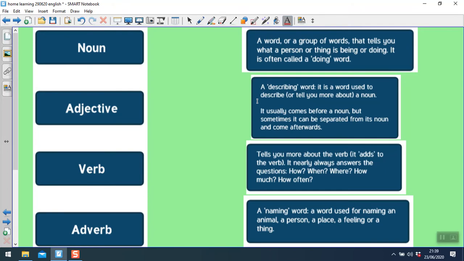A describing word, it is a word used to describe or tell you more about a noun. It usually comes before a noun, but sometimes it can be separated from its noun and come afterwards. Tells you more about the verb, it adds to the verb. It nearly always answers the questions how, when, where, how much, how often. A naming word, a word used for naming an animal, a person, a place, a feeling, or a thing. Pause the video and match the words with their definitions.